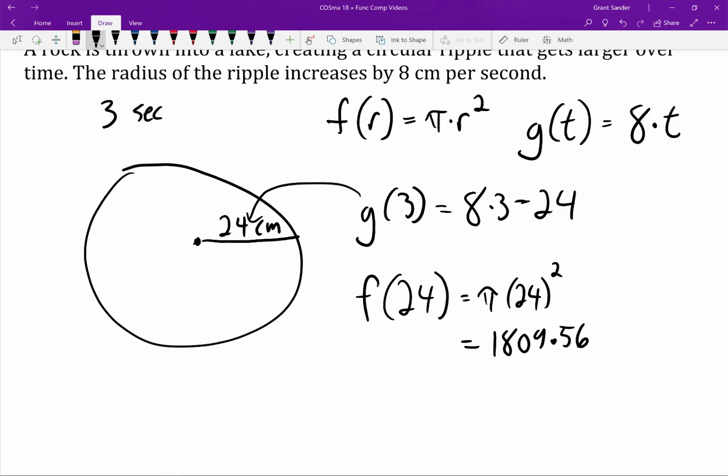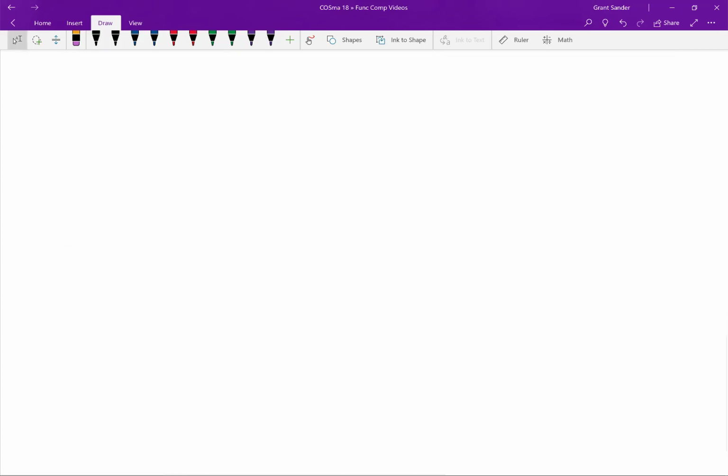So we can say that 3 seconds after the rock hits the water, the radius of the circular ripple is 24 centimeters, and therefore the area of the circular ripple is 1809.56 square centimeters. Now let's do this in generality.